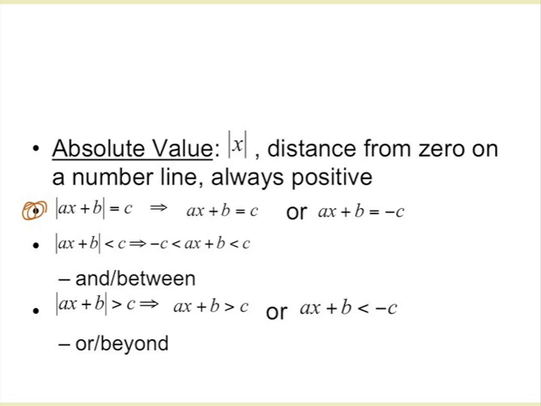Then we're going to solve inequalities, and there are 2 different types of inequalities. A less than is going to create an and statement. A greater than is going to create an or statement. So we're going to have 3 different types of absolute value problems today.